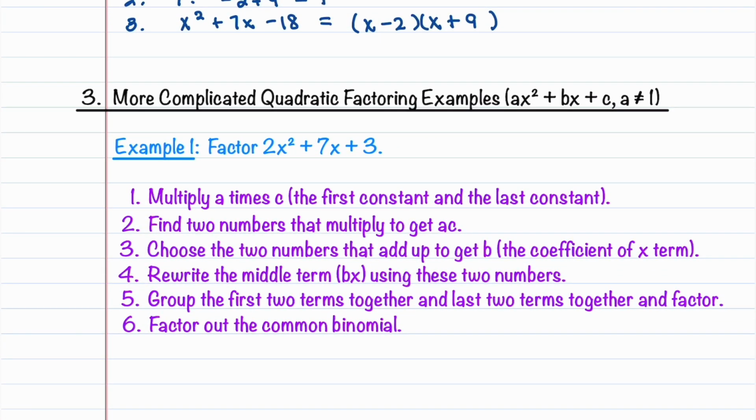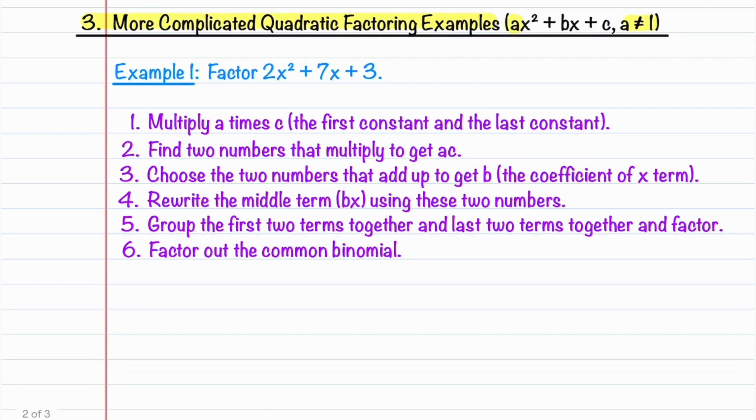Now we're going to go on to our more complicated examples. And these examples are more complicated because the a that multiplies x squared is not equal to 1. You can see here that I have 6 steps that we can follow. I know it's a lot, but once you do a couple of these problems, you're really going to get the hang of it. We're going to go through these systematically, and we'll start with the first step.